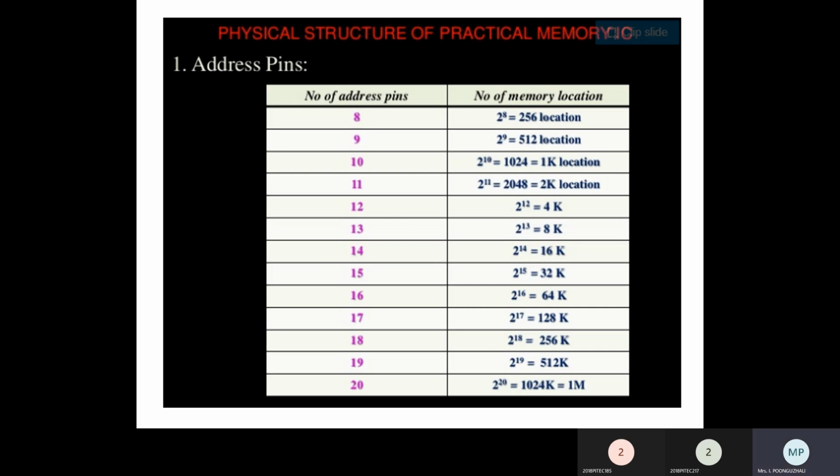16k means 1k into 16, right? So I can take 2 power 10 plus 2 power 4. If I take 2 power 10 and 4, I can get 16k. So remember this chart: 11 is 2k, 12 is 4k, 13 is 8k, 14 is 16k, then 32k. We can proceed in this way.